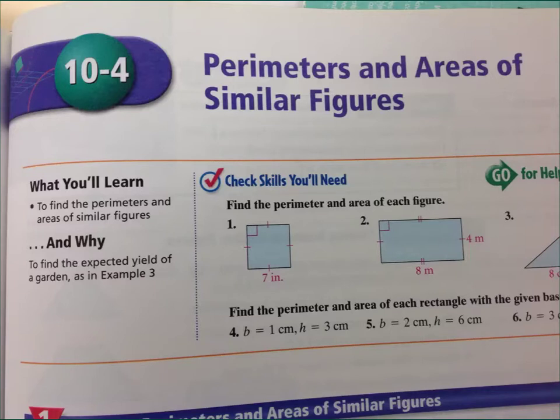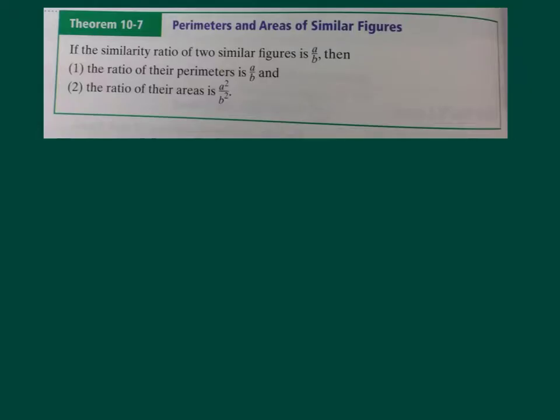In this lesson, we're going to find the perimeter and area of similar figures. First, let's review similar figures. Similar figures have their corresponding angles congruent and their corresponding sides proportional. The ratio of the lengths of the corresponding sides is the similarity ratio.